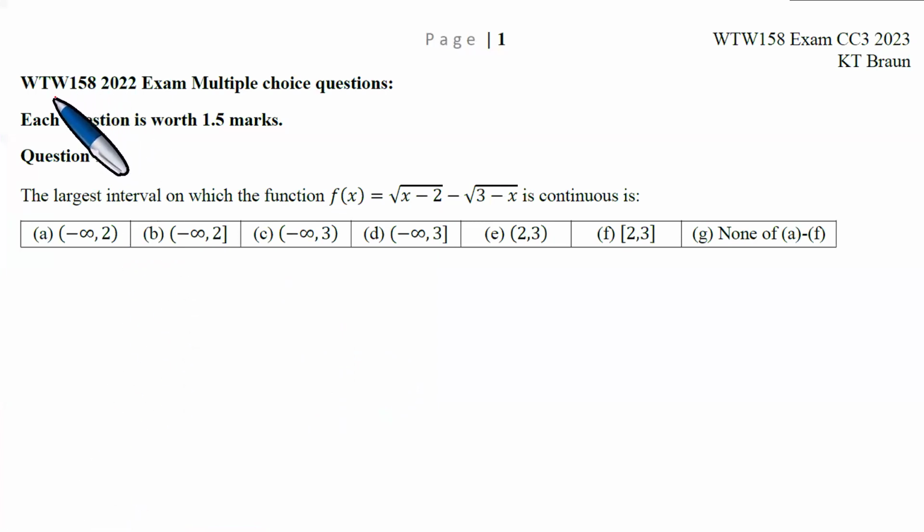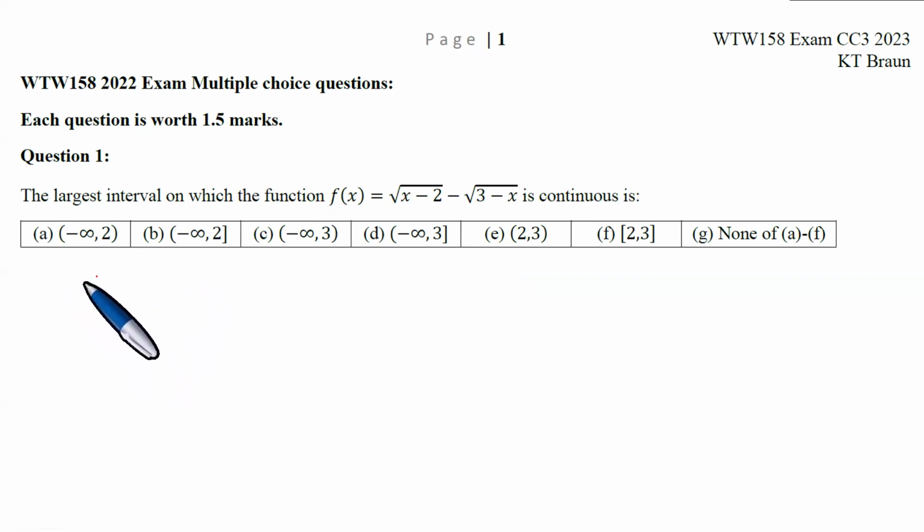Right, so we're looking at the WTW 158 2022 exam multiple choice questions. Each question is worth 1.5 marks. Question 1 is as follows. The largest interval on which the function f of x equals the square root of x minus 2 minus the square root of 3 minus x is continuous is what? Right, so let us look at that one.